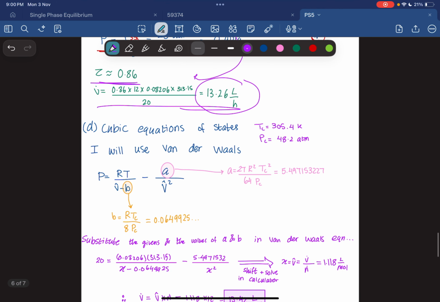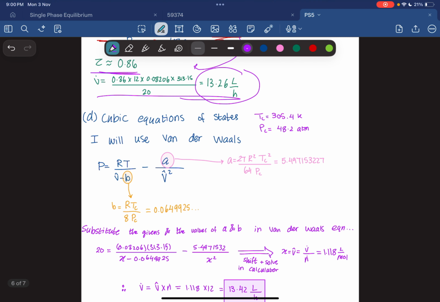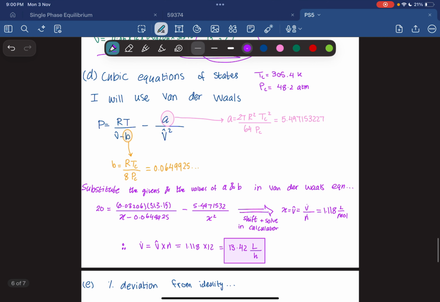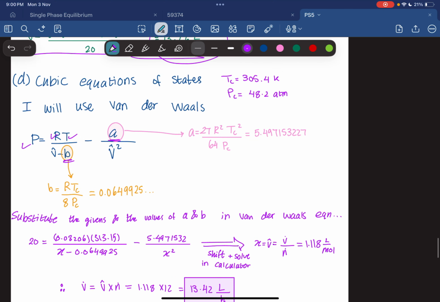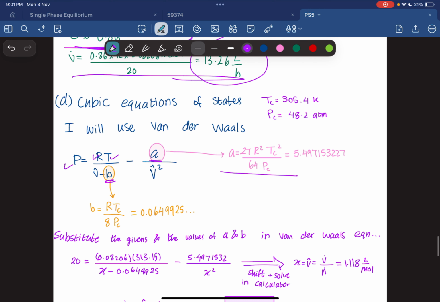Okay, now to use the cubic equations of state, you can use any of them. I used the van der Waals equation. So basically, this is the van der Waals equation, and you need to calculate A and B. We have R, we have P, we have T. We need to find A and B. So A is basically this equation here. We have R, we already have from the tabulated data the critical temperature and critical pressure. You just substitute, and then you will arrive at a value of 5.49 for A.